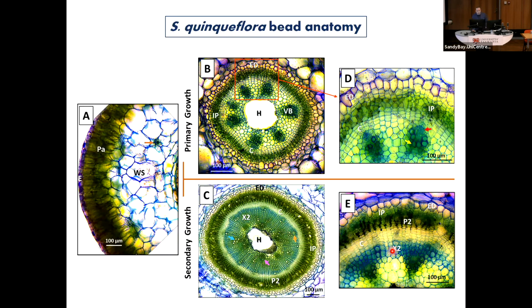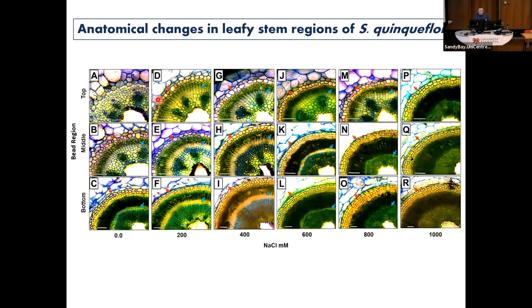So the anatomical change in leaf stem regions was followed in bottom, middle, and top leaf stem regions under different salt concentrations. We followed the change focusing on two main issues. The first one is the development of the endodermis-like layer, and also the secondary growth. Secondary growth can be followed by watching the cambium ring, which decreases with increasing salt, and then completely disappears under high salt concentrations.